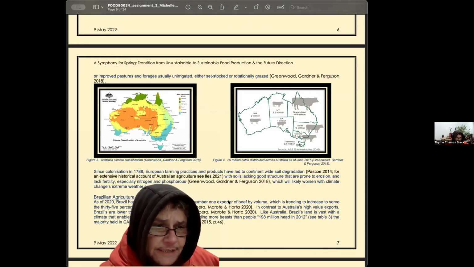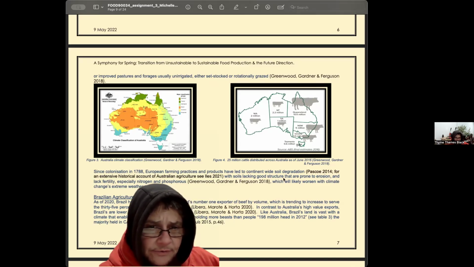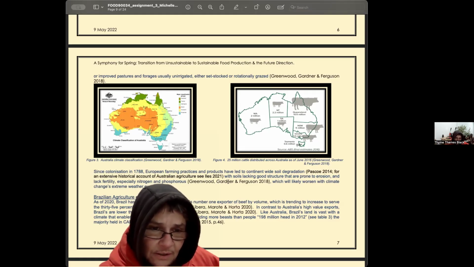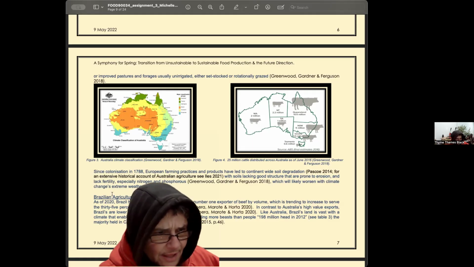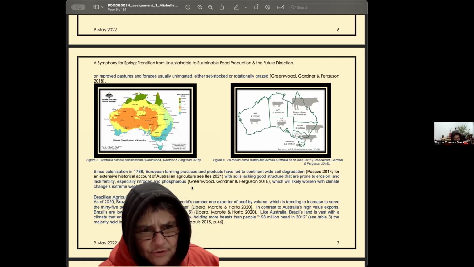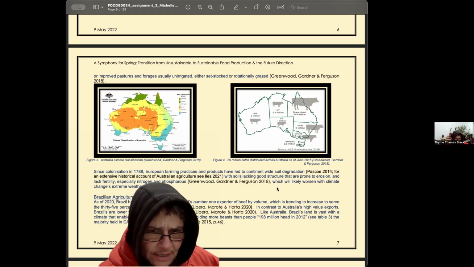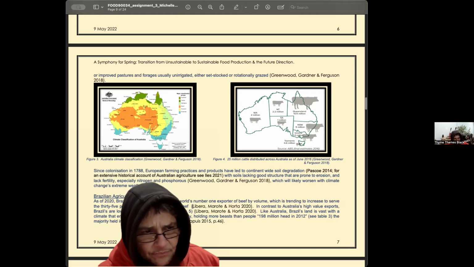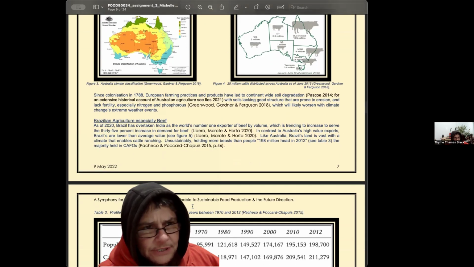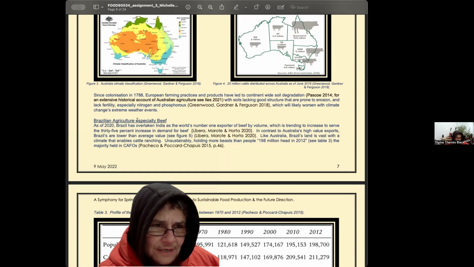Since colonisation in 1788, European farming practices and products have led to continent-wide soil degradation. Pascoe, 2014. For an extensive historical account of Australian agriculture, see Illis, 2021. With soils lacking good structure that are prone to erosion and lack fertility, especially nitrogen and phosphorus. Greenwood, Gardner, Ferguson, 2018. This will likely worsen with climate change and extreme weather events. Resilient agriculture, especially beef. That's nice, isn't it?